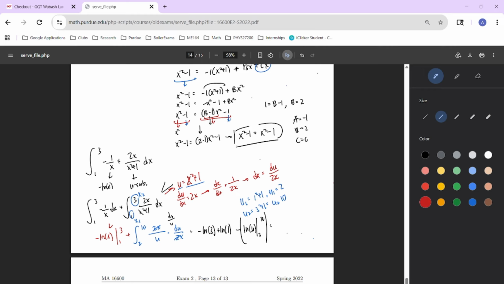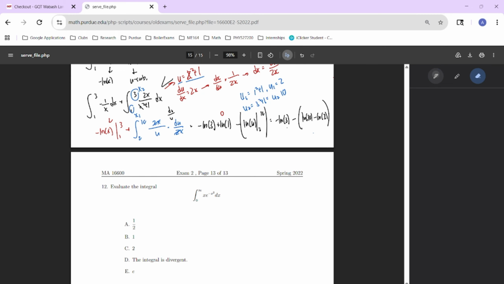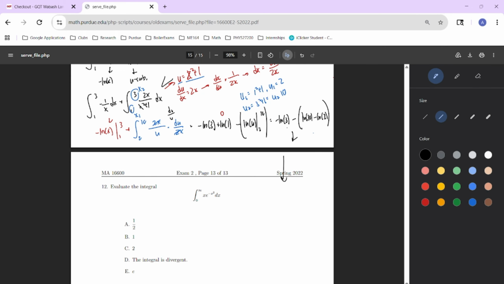We know that ln of 1 is equal to 0, and we just leave ln of 3 as it is right now. So it becomes negative ln of 3 minus, in parentheses, ln of 10 minus ln of 2. Okay, so we can rewrite this to be negative ln of 3. Oh, sorry. Before we do that, I'm actually going to move to the next page quickly. So this would become negative ln of 3 and then minus ln of 10 plus ln of 2.